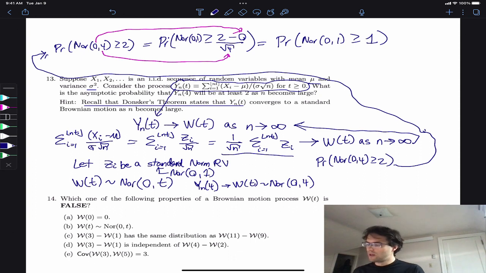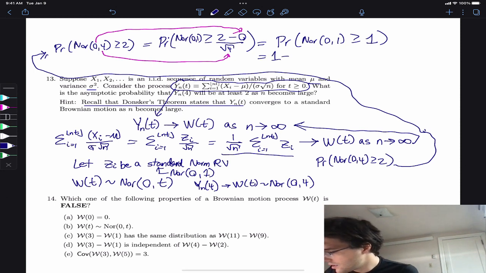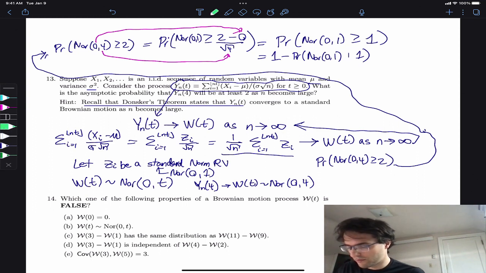At this point, we've done a lot of stuff in this class like this, so it's really the same old process. This is equal to 1 minus the probability that a normal 0, 1 is less than or equal to 1. I guess if we were being strict, it's just like that, but for continuous random variables, it won't make a difference.